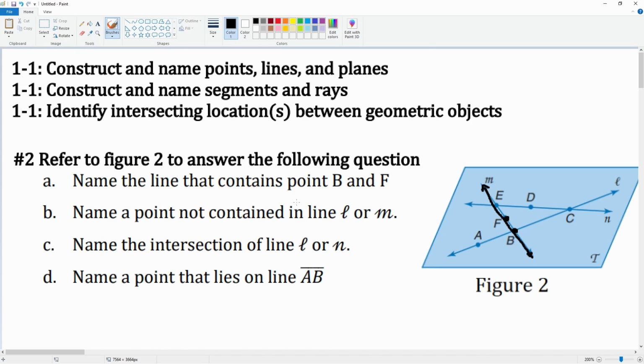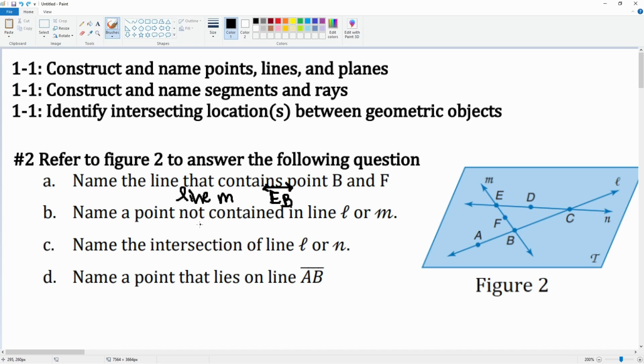So you can write that as line M, or you can write that as line EB with the arrows this way. Okay? Because that line is both line M and line EB or line BE as well.